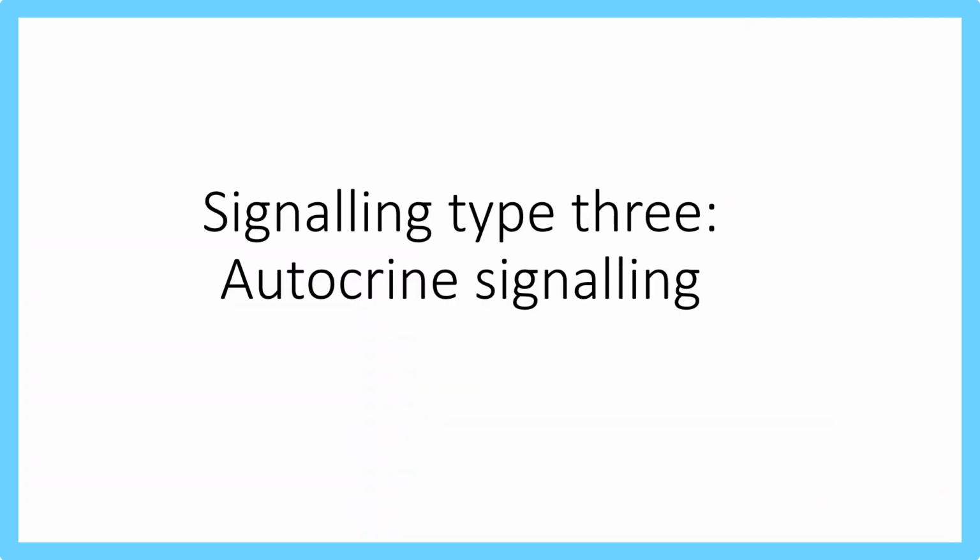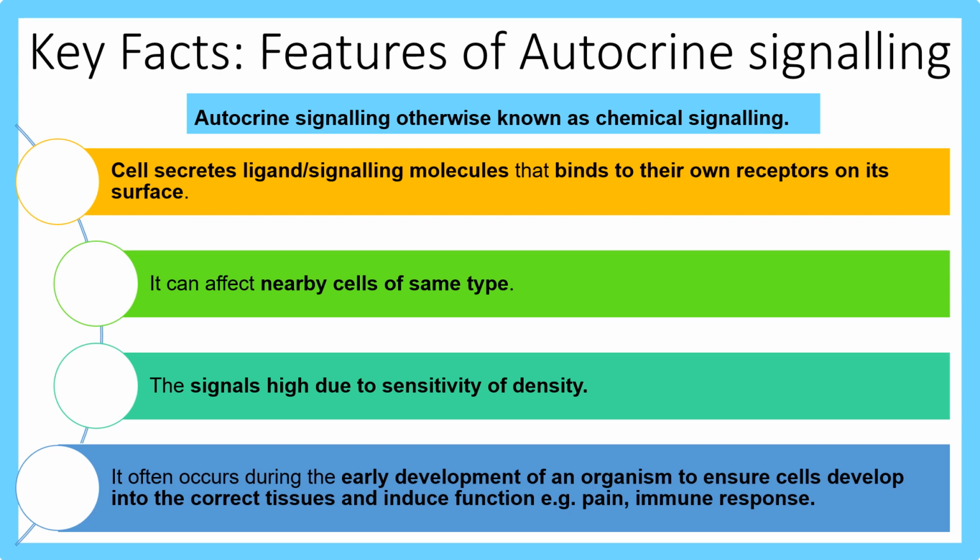We will now refer to autocrine signaling, which is the third type of signaling pathway. Autocrine signaling, otherwise known as chemical signaling, has a number of key points that characterize it. The cell secretes ligands that can bind to their own receptors on its surface. It can affect nearby cells of the same type, and the signals are due to sensitivity of density. Sensitivity means it can sense, and density is in reference to mass and volume.